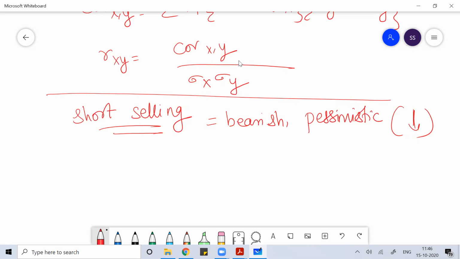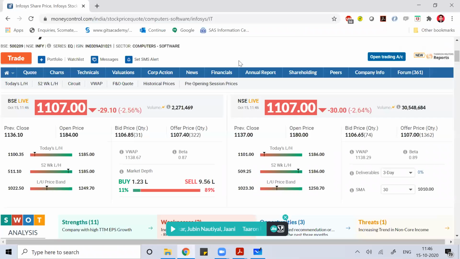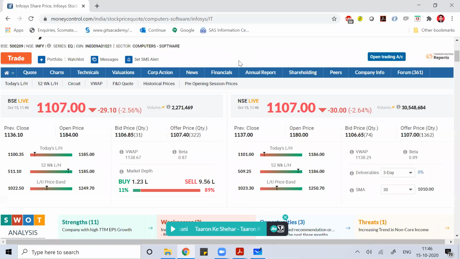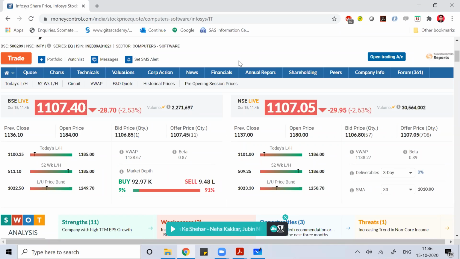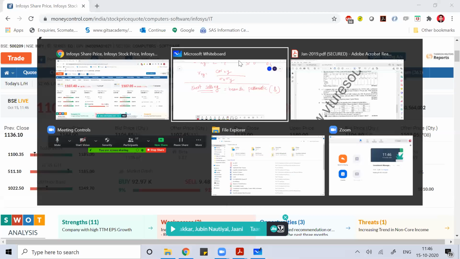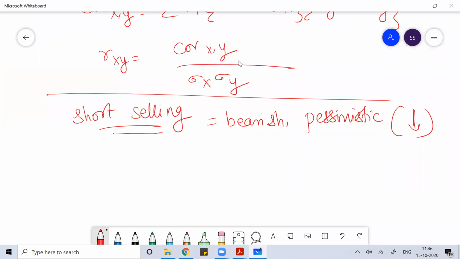Okay, if you see the Infosys stock that keeps on falling down, and I know that today Infosys will keep on falling down by 30 or 40 points, what would be the best case strategy? The best case strategy would be to sell the stock first and buy it later on. That we call short selling.